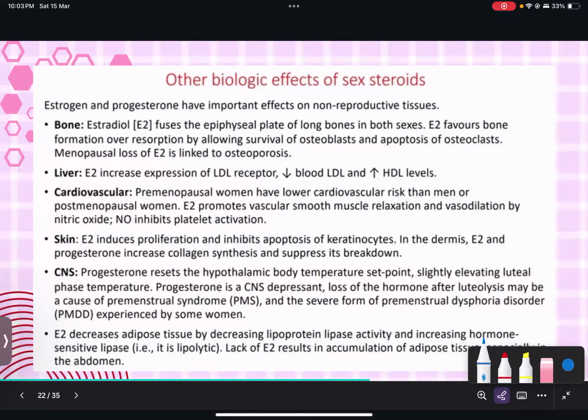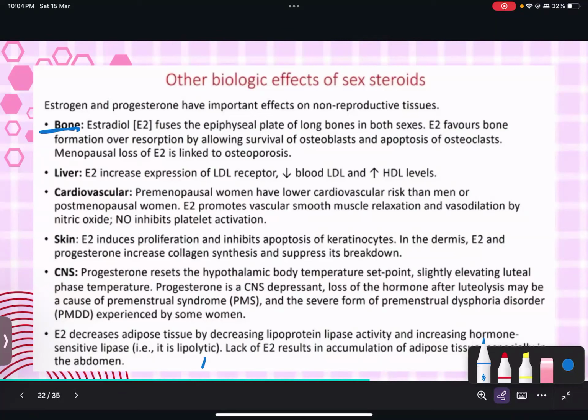Okay, now that we're done with all the effects of the estrogen and progesterone on the reproductive tissues, the menstrual cycle, and all of that, we're going to discuss their effects on the non-reproductive tissues, okay? So there are so many organs and systems that the estrogen and progesterone affect. There's bones, liver, cardiovascular, skin, CNS, and adipose tissue, and so on down there. But okay, first of all, the bone.